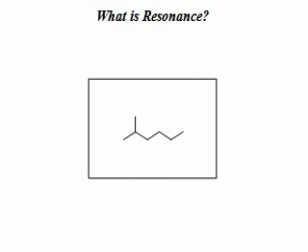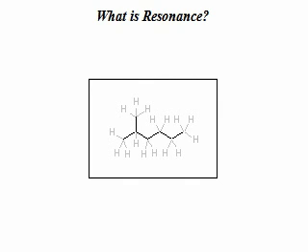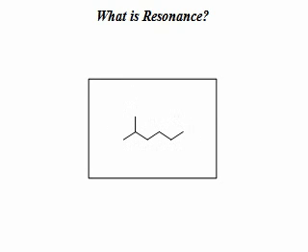Organic chemists often use bond line drawings to draw molecules. Consider, for example, the following compound. The carbon atoms and hydrogen atoms are not explicitly drawn, but they are implied by the drawing. In these drawings, the sticks represent the electrons. For example, this bond here represents the two electrons that form the bond between these two carbon atoms.